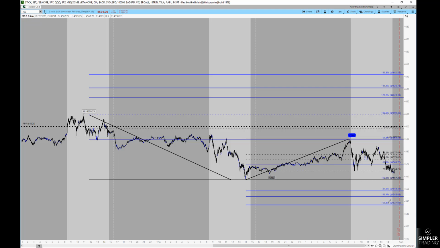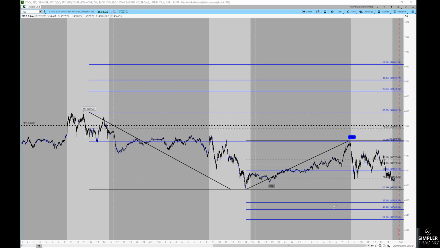From there, you're probably going to run into at least the first line of potential support or an area to bounce. But again, when you fail your 618 so cleanly, look for those external retracements. And that's a great way to map out the market using Fibonacci.